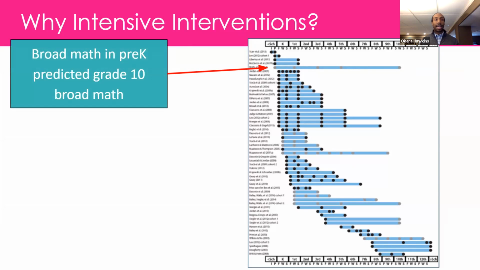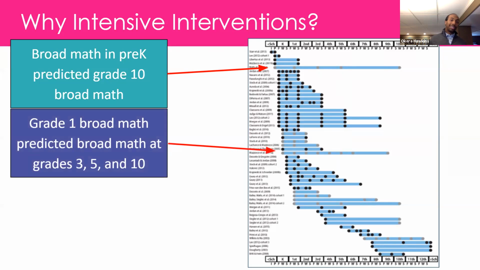So the one that's highlighted here, this research study identified a group of students in pre-K, and where those students scored at the pre-K level was almost spot on predicted where they would score in 10th grade in mathematics. Our other research did something similar where they analyzed scores from students in first grade, and those first grade scores were able to predict where students would land in 3rd, 5th, and 10th grade.